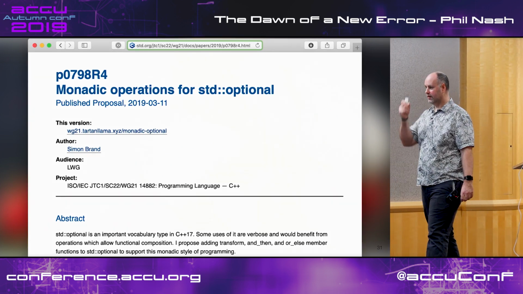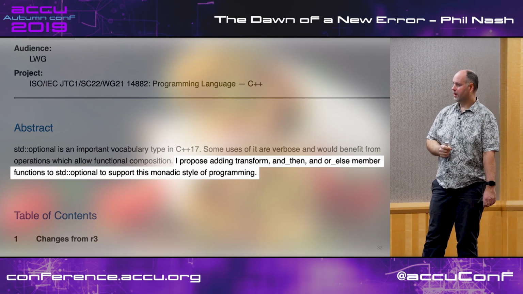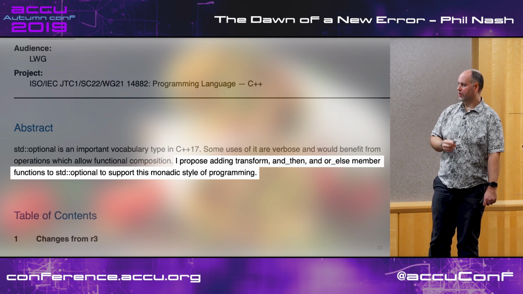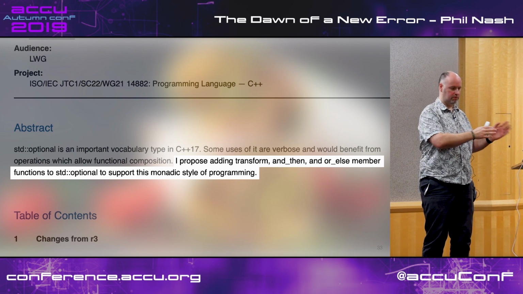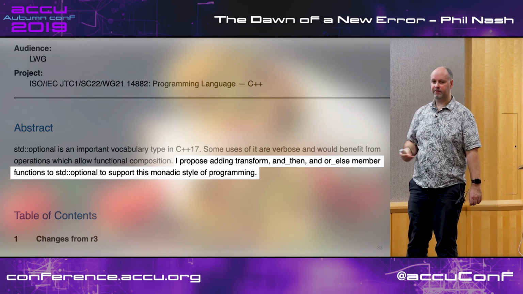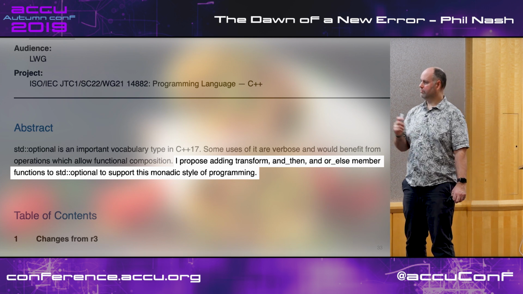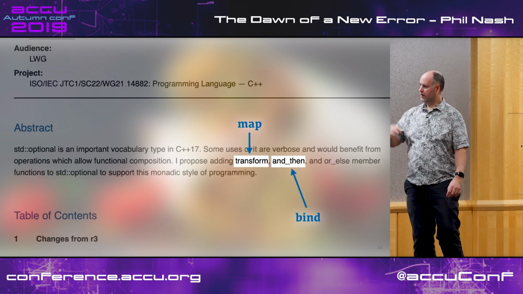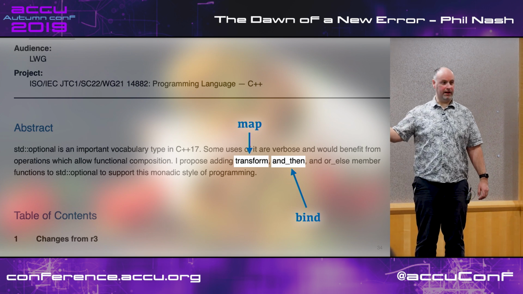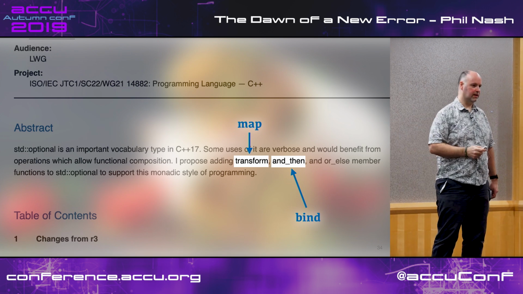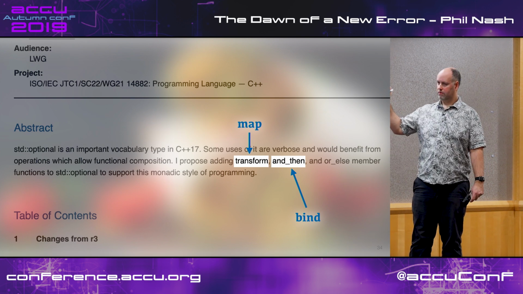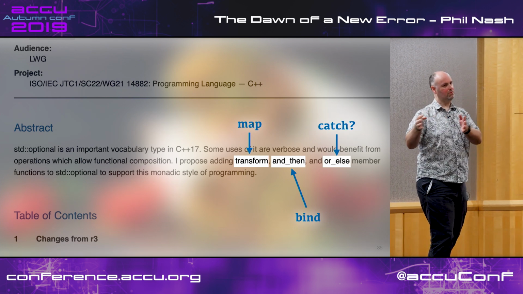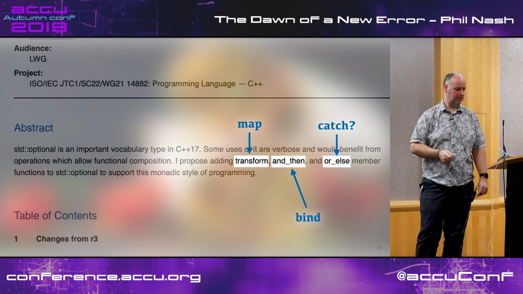What does it actually give us? Let's have a look at the abstract. So it says I propose adding transform, and_then and or_else member functions to std::optional and std::expected to support this style of monadic programming. So transform, and_then and or_else. And if you do have a functional programming background, you might be more familiar with map and bind for transform and and_then. They're the same meaning. What about the or_else? In the context of error handling, you might want to call that catch, because it's where you put everything else at the end. So it plays that same role.